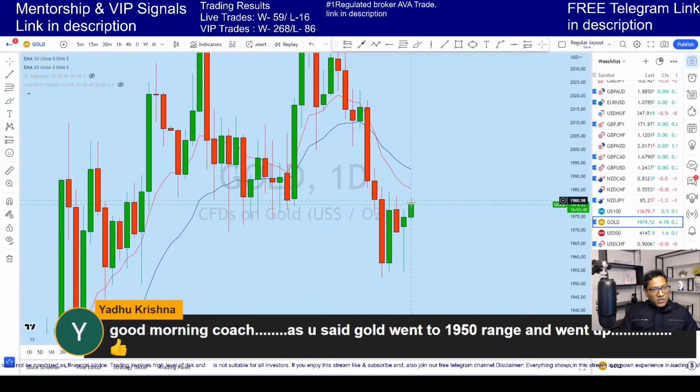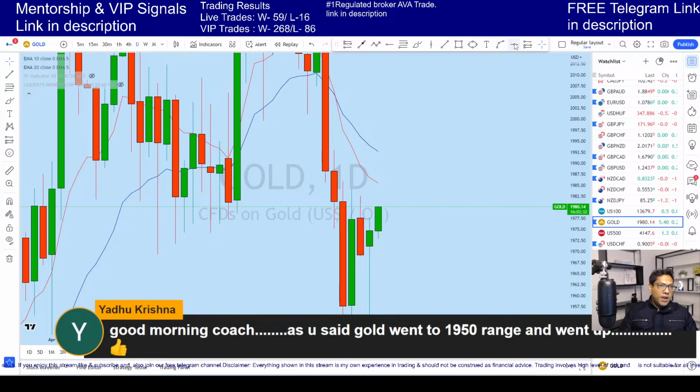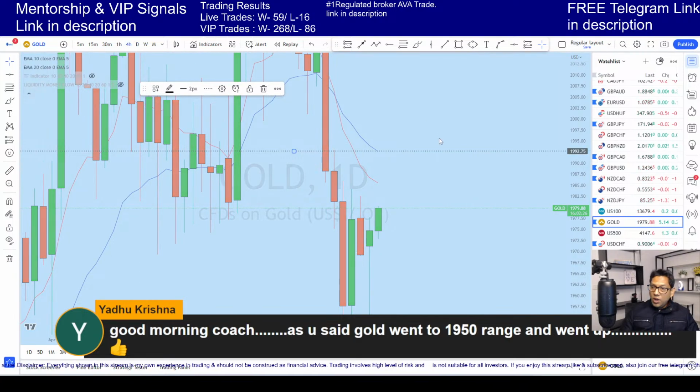If gold manages to break this high here, there could be an upside move now, and it might even come back to the daily 20 EMA, which is also a probability to happen.